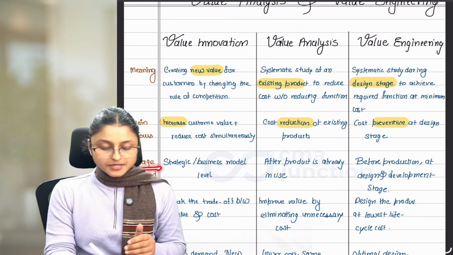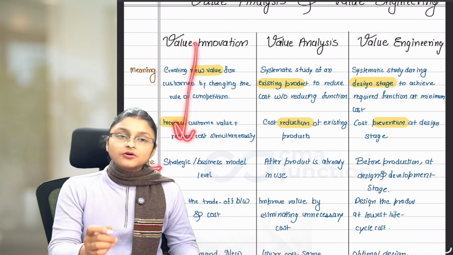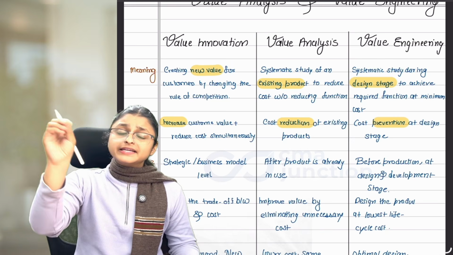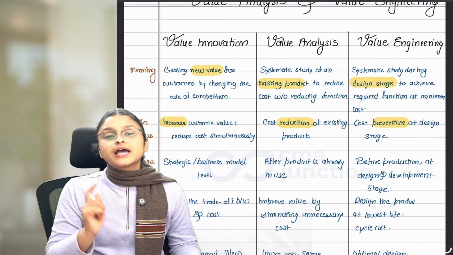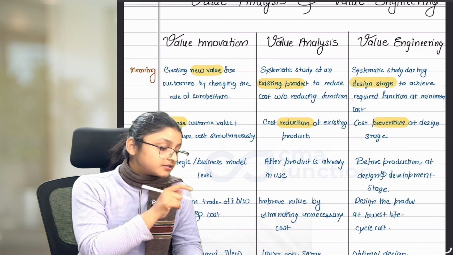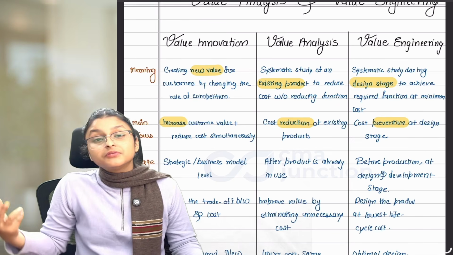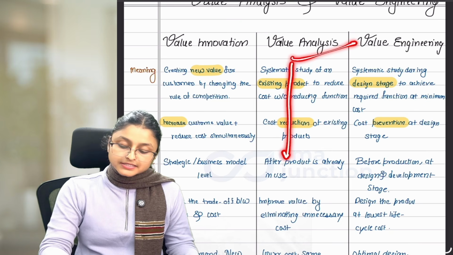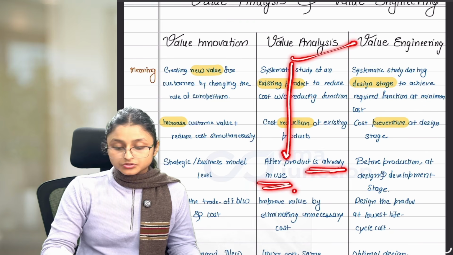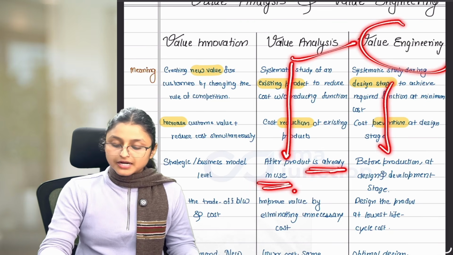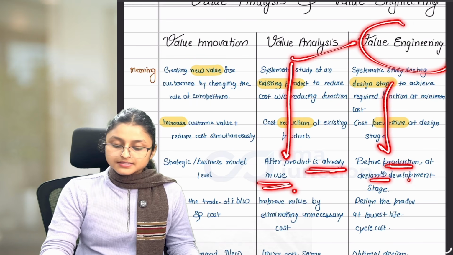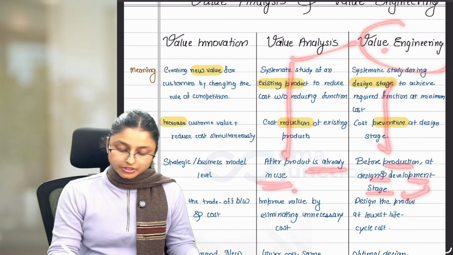Done. Stage applied. Value innovation is applied on the strategic level itself. That means when the organization is deciding its strategy, then only they have to decide whether they are going to enter the existing market or create something completely new for themselves, right? But value analysis applies after product is already in use. And value engineering is applied on the design stage of the product. Before production, at the design and development stage, we apply value engineering.